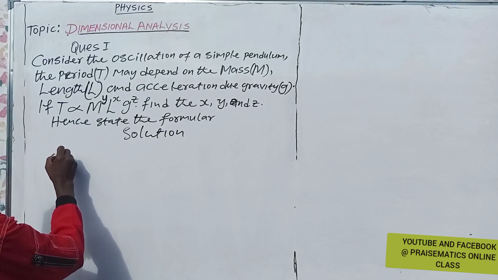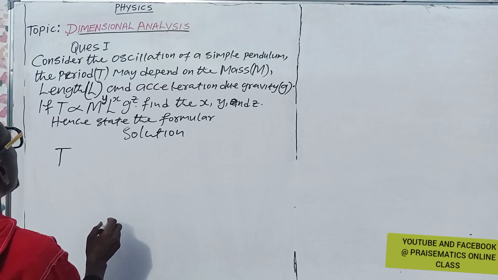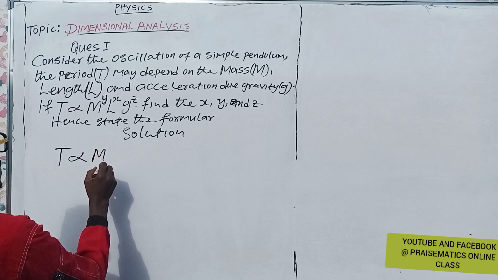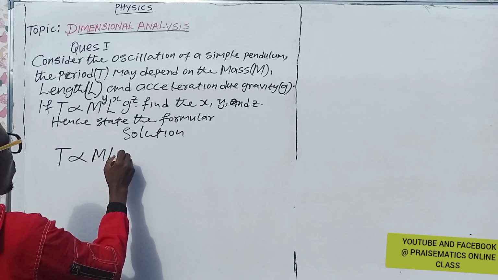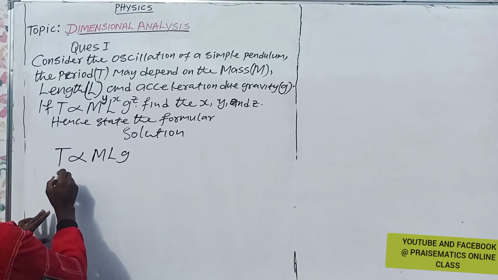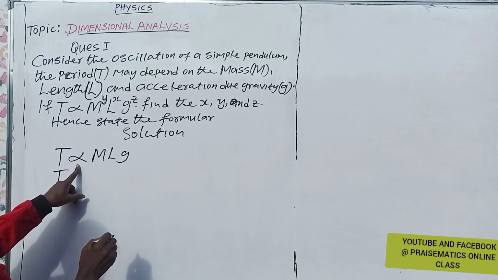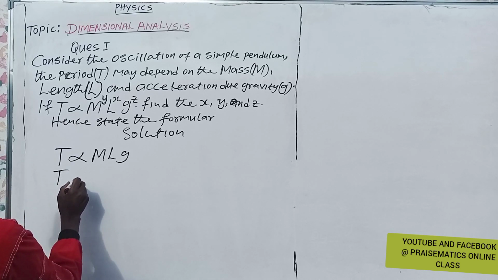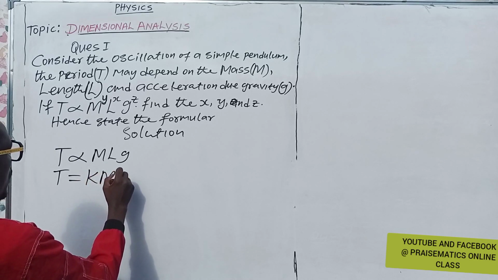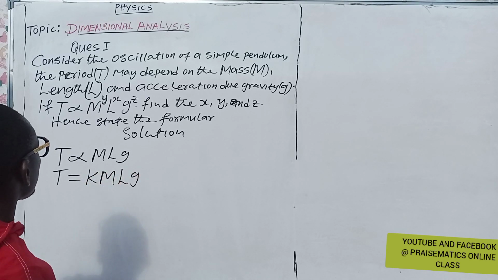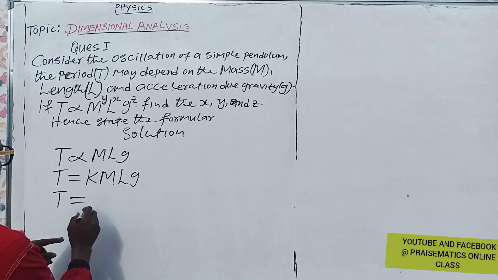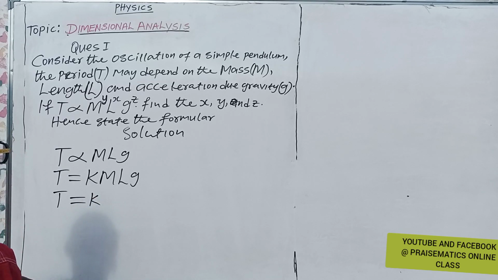From this place, our period, which is T, is directly proportional to the mass, length, and g, the acceleration due to gravity. Let's remove the sign for proportionality. Now we have this as k into M, L, G. From the question, we realize that T is equal to k, where k is a constant, which is dimensionless.